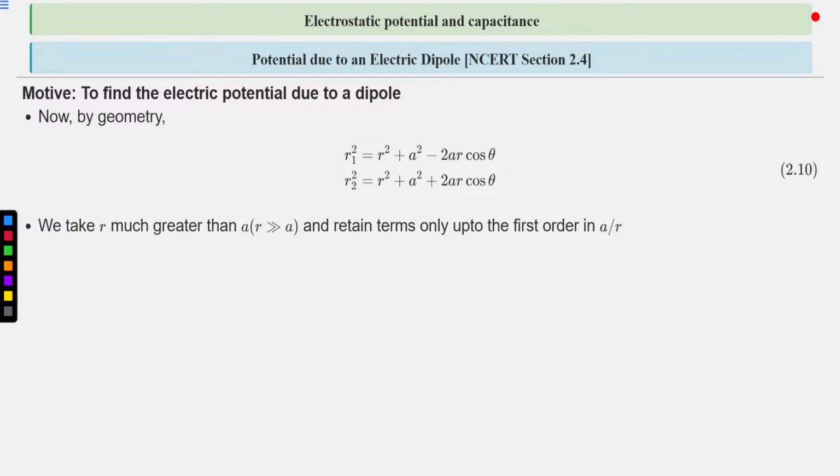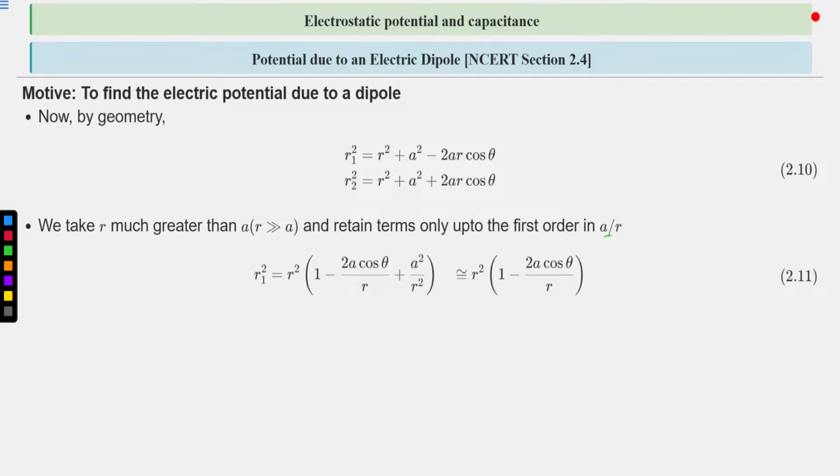After that we can take R much greater than a. Now we are taking the assumption here of a short dipole, meaning a should be much less than the distance of point P from the dipole, meaning that P point is at a very large distance from the dipole, or we can say that the dipole is very short. The dipole length is very much less as compared to the distance of the P point from the dipole. We take R much greater than a and retain terms only up to first order in a by R.